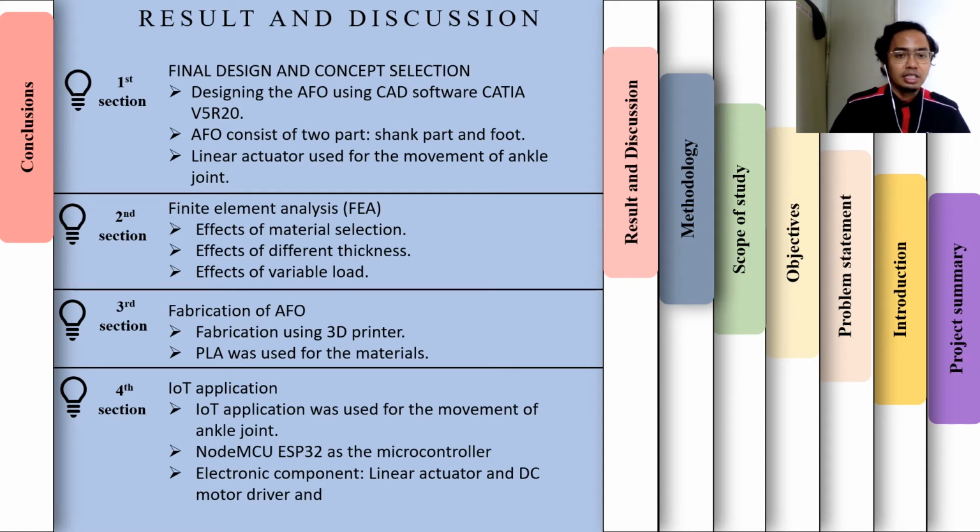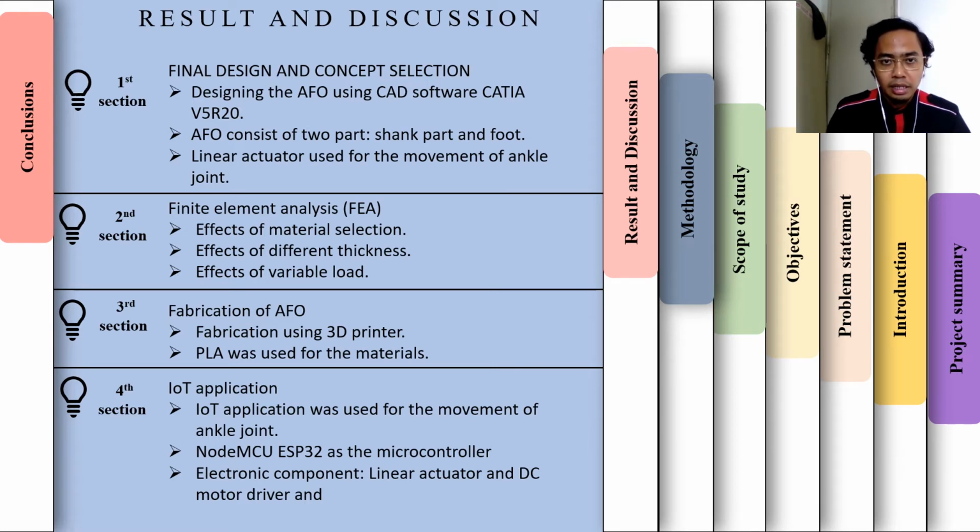The second section is to conduct a FEA, which is the finite element analysis. As mentioned earlier, there are 3 different parameters. The first one is the effect of material selections. The second one, the effect of different thickness, and the third and final one is the effect of variable load. For the third section, we will fabricate the AFO using a 3D printer, and the material that I chose for this is PLA, which is polylactic acid.